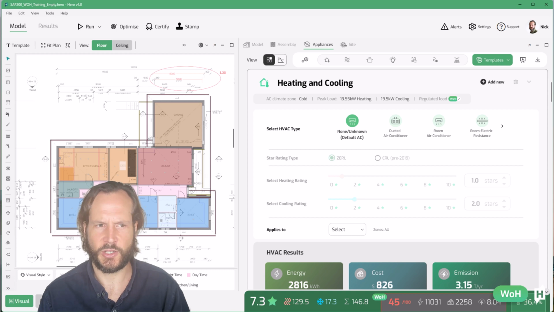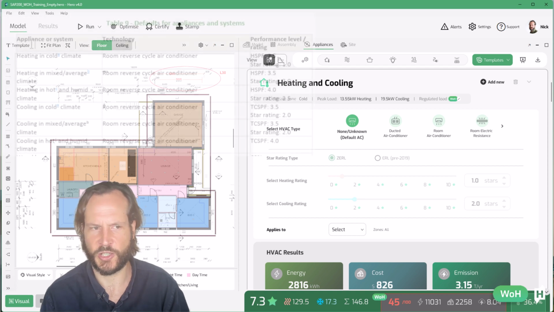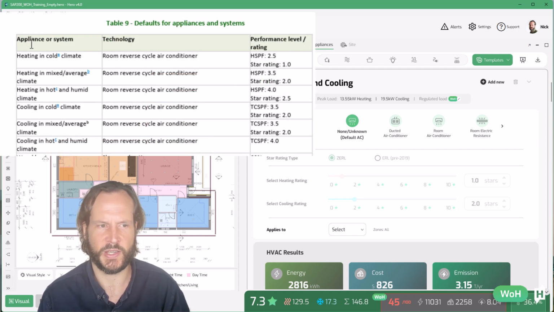So in the tech notes, the default AC that this none unknown represents is a room air conditioner. So that's just a split type AC. And depending on where you are, it has to use these ZERL energy ratings. So 1-star heating, 2-star cooling in a cold ZERL climate, 2-star heating and cooling in a mixed climate, and 2.5-star heating and cooling in a hot climate.